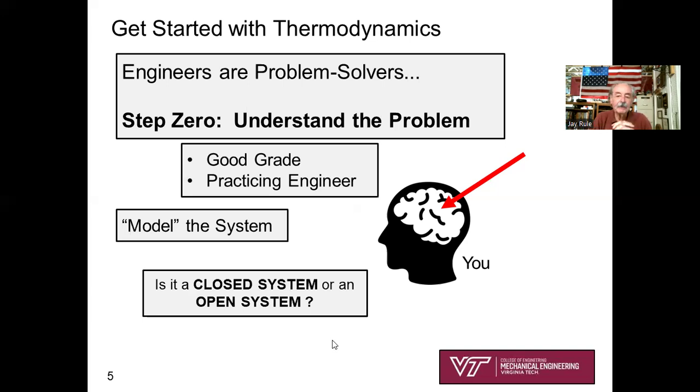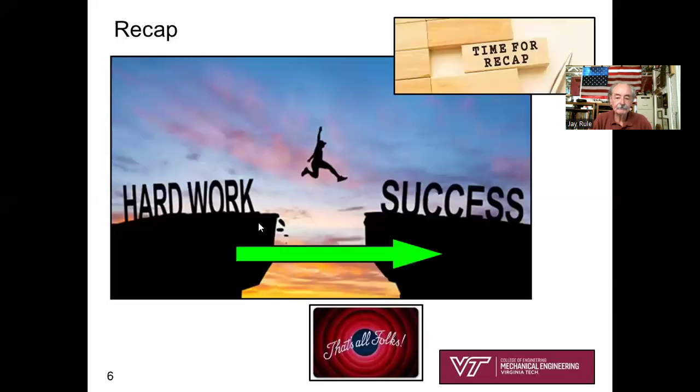Okay, and so the first step in reading, let's say a homework problem or a quiz problem or a test problem, is to understand what the problem is. The first thing you will do is to model the system. And you're going to be asking yourself, is this a closed system or an open system problem? That's really going to be step zero in gaining success in this class. And that's going to be the next video.